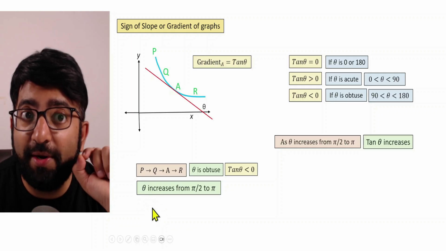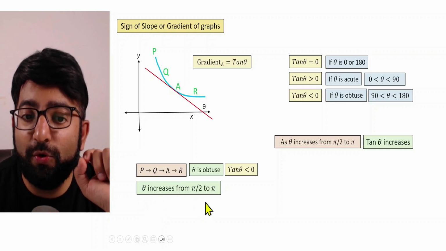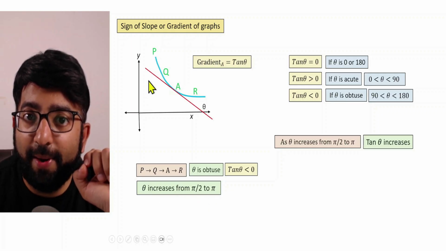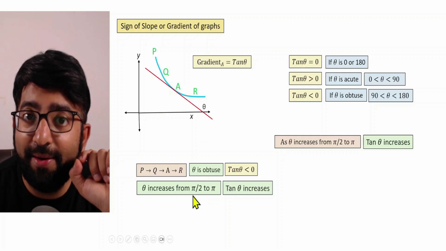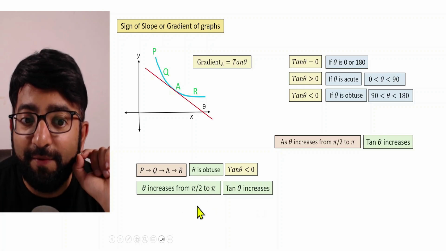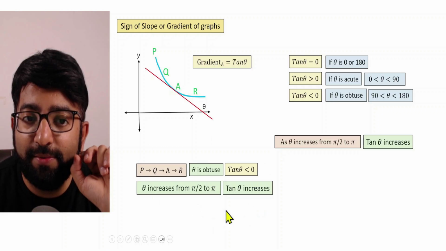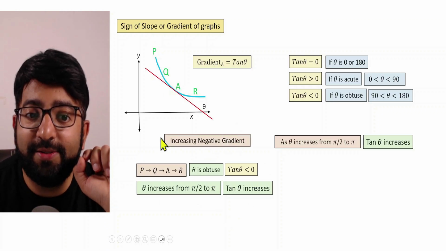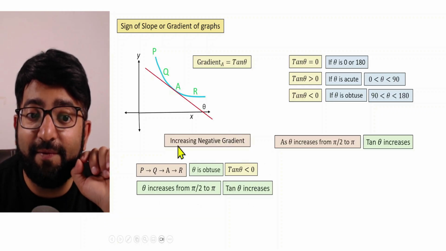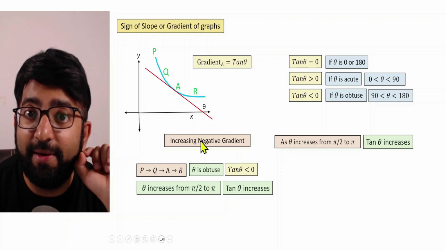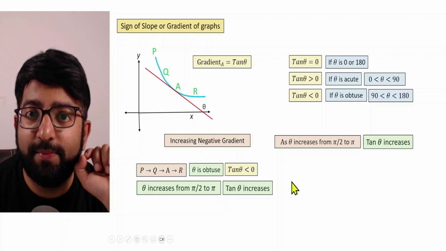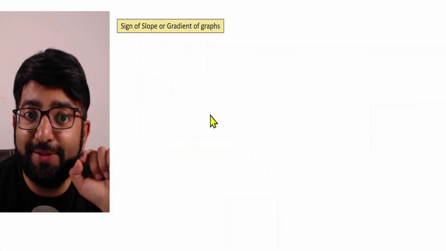Next, the value of theta is increasing from pi by 2 to pi. At P, the angle is pi by 2, and at R, the angle is pi. So, whenever the angle theta increases from pi by 2 to pi, tan theta again increases. Now, if we summarize all this information, we can say that this graph has an increasing negative gradient. Why is it increasing? Because the value of theta is increasing. And why is the gradient negative? Because theta is obtuse.